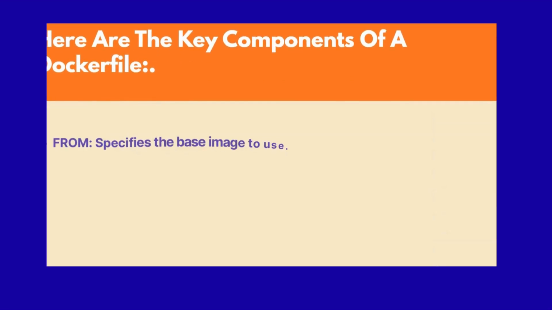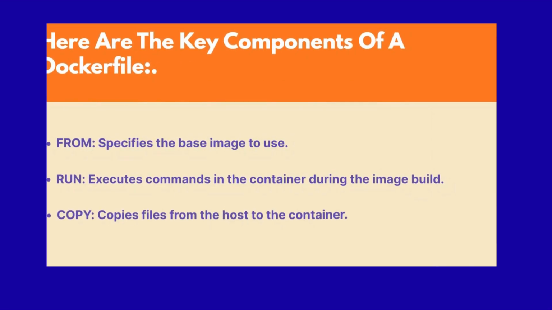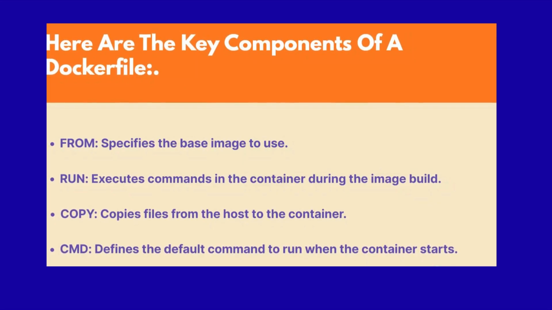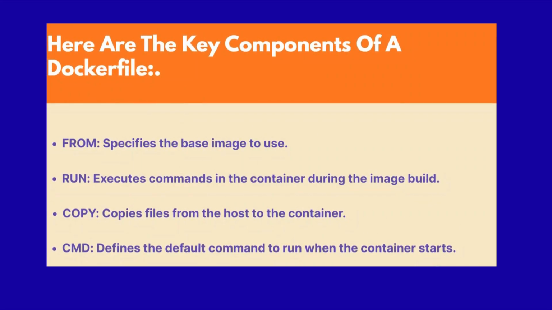Here are the key components of a Dockerfile. FROM specifies the base image to use. RUN executes commands in the container during the image build. COPY copies files from the host to the container. CMD defines the default command to run when the container starts.